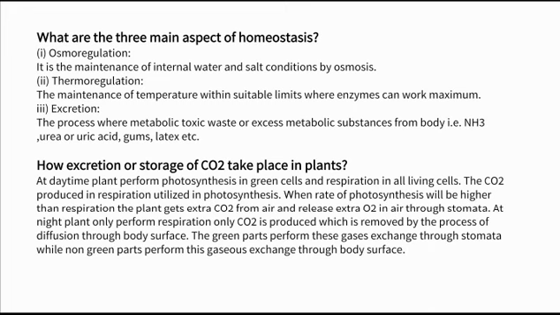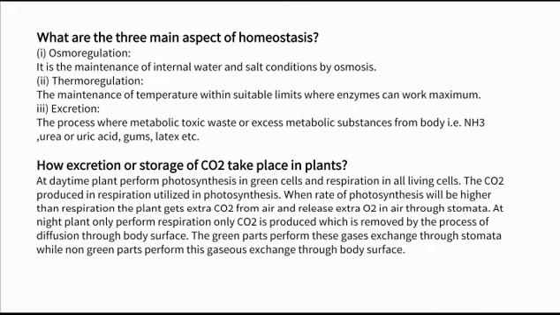How do excretion or storage of carbon dioxide take place in plants? At daytime, we all know that plants perform photosynthesis in green cells and respiration in all living cells. The carbon dioxide produced in respiration is utilized in photosynthesis. When the rate of photosynthesis is higher than respiration, the plant gets extra carbon dioxide from air, because there is a need of more and more photosynthesis. So it takes carbon dioxide from respiration along with the external environment, takes carbon dioxide from air and releases extra oxygen in air through stomata.